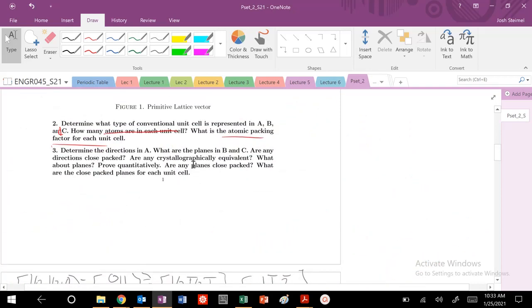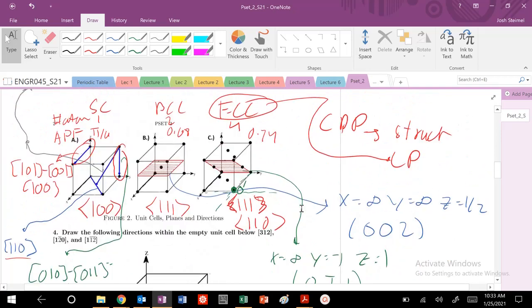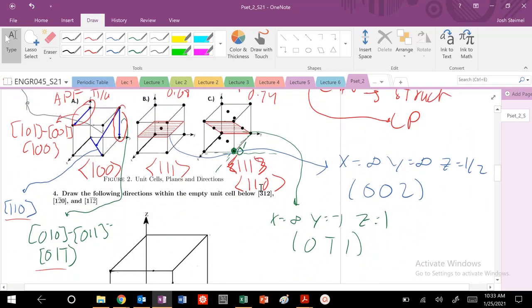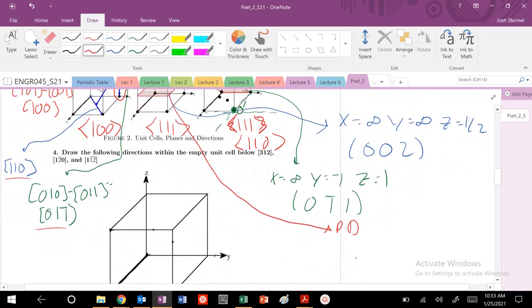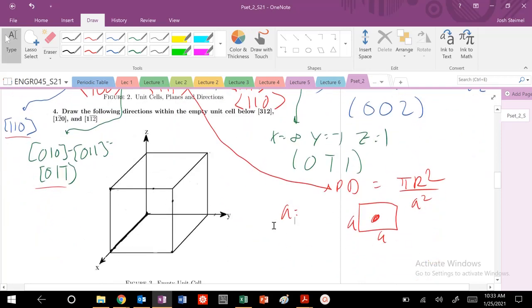We could prove this quantitatively again by calculating the packing, actually the density. So let's calculate the planar density for this plane. Here we have A and A, and we have one atom here. So the planar density is one atom, so pi r squared divided by A squared. And where A is equal to what for a BCC structure? That's going to be equal to 4r over the square root of 3. You can calculate that out, and that's not going to be a close packed plane.